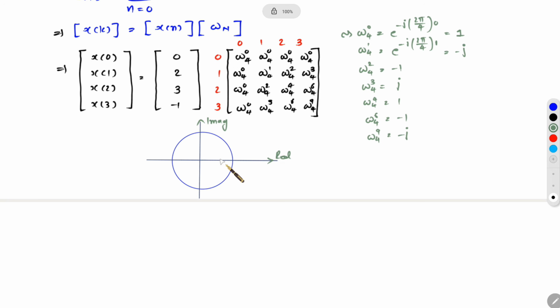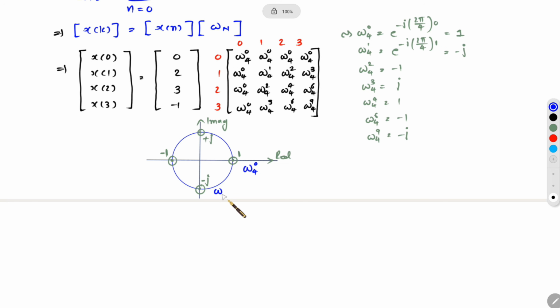Now see, with this real axis, this is the unit circle. So this point is plus 1. This point is minus 1. With this imaginary axis, this point is plus j, and this point is minus j. Now see, here we have W4 to the power 0. So that will start from here. So here let me note down W4 to the power 0. Now you will have to go in the anti-clockwise direction.